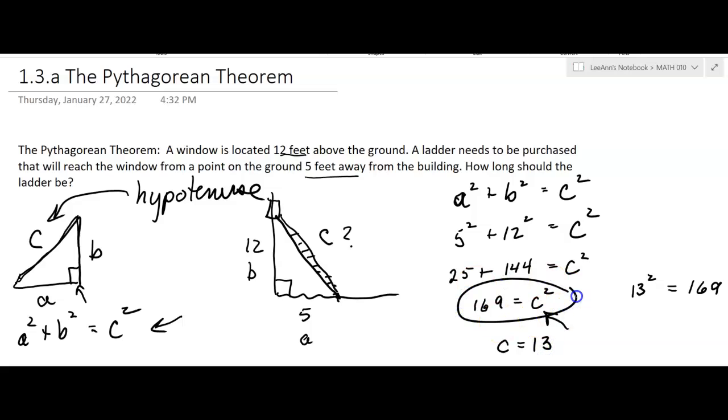This idea, though, of a number being squared equaling something, that's what we're going to talk about in this section.